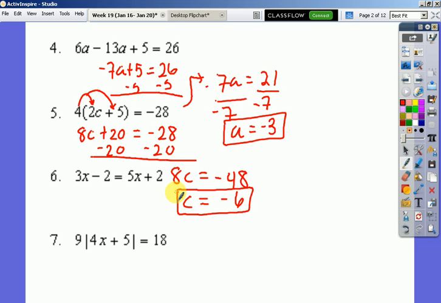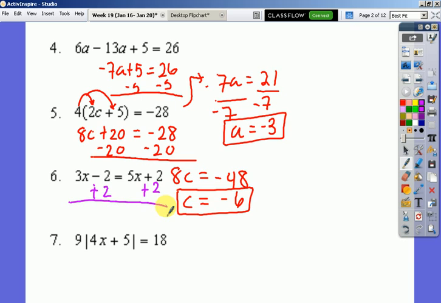Okay, number 6. Remember, with linear equations, you can really start anywhere you want to. The goal being to isolate the variable or get the variable by itself. So on number 6, what's one thing we could do to start? We could do what? Yes. Add 2 on both sides. All right, so that's what I'm going to do. I'm going to add 2 to both sides.